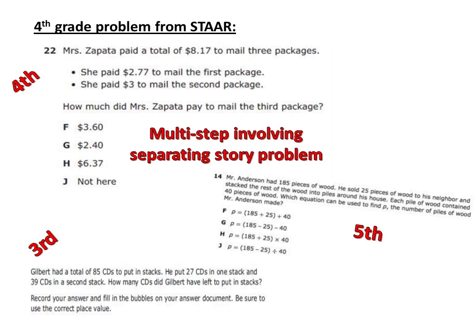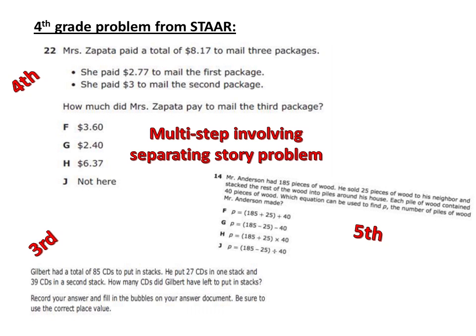Here's an example off the 4th grade STAAR. Someone has $8.17 and they're going to mail 3 packages. We know how much the first package costs, we know how much the second package costs, but we don't know how much the third package costs. And so we're going to have to separate those amounts out in order to find that missing piece. You could add those first 2 first and then separate, or you could just separate each piece individually.